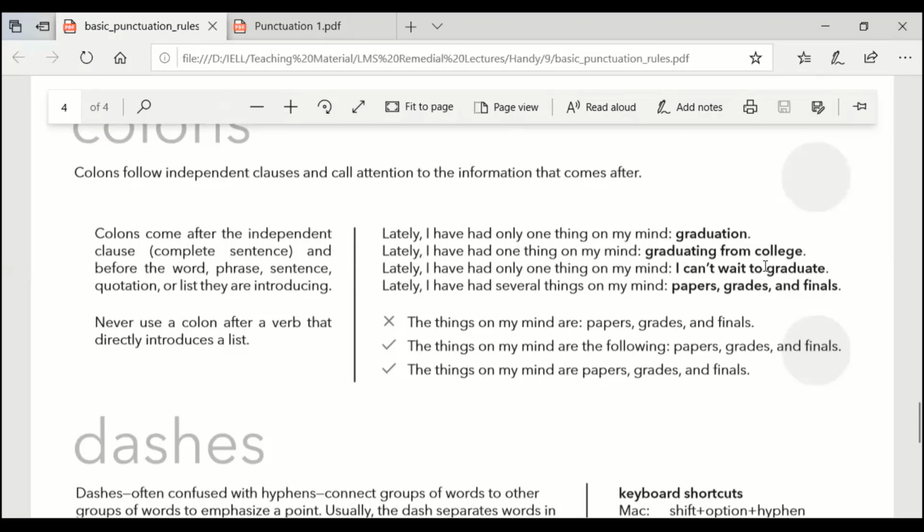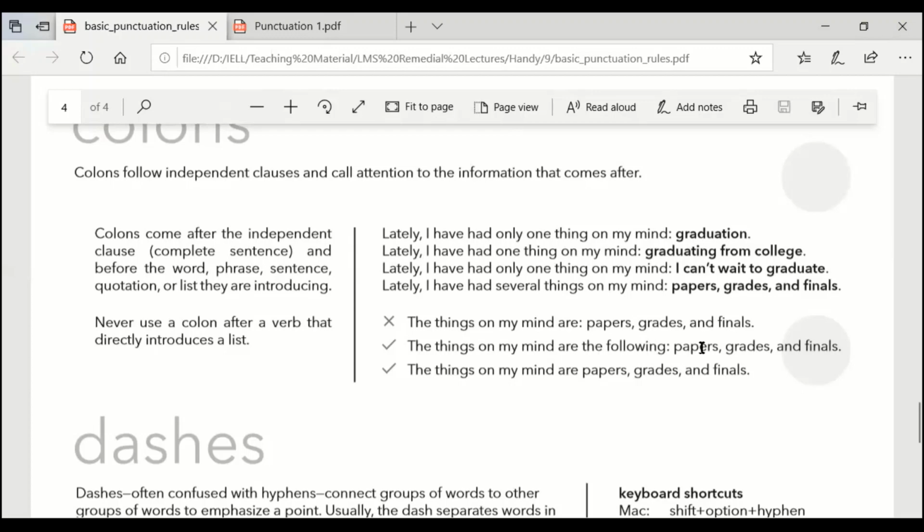The next rule is: never use a colon after a verb that directly introduces a list. So the things on my mind are... and this is not an ideal way. We use them like this: the things on my mind are the following.